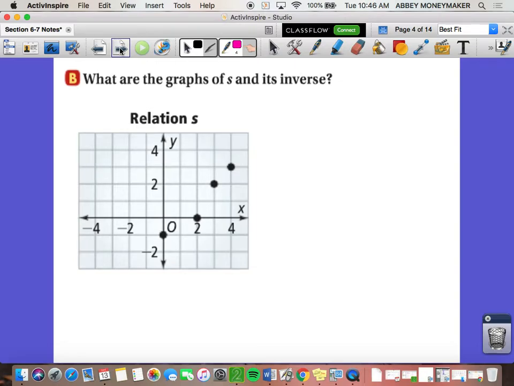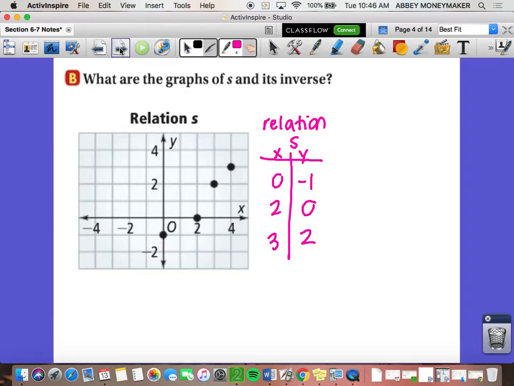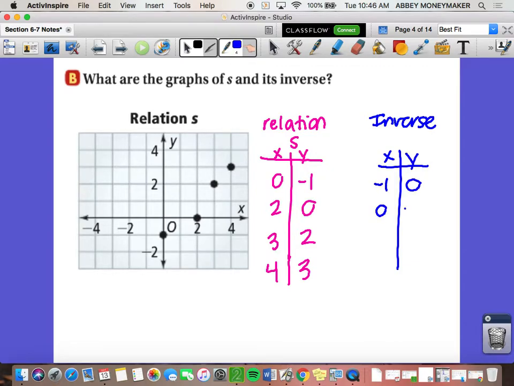On part B here, they give us the graph, okay, and then they want us to find the inverse. So let's go ahead and take those points and put them in a table so that way we can go ahead and give you the inverse. So that would be (0, -1), (2, 0), (3, 2), and (4, 3). So if I want to find the inverse of relation S, all we do is switch those points. That would be (-1, 0), (0, 2), (2, 3), and (3, 4).